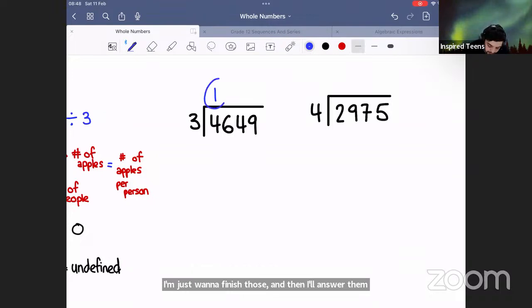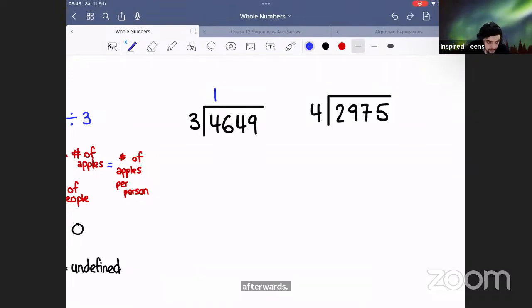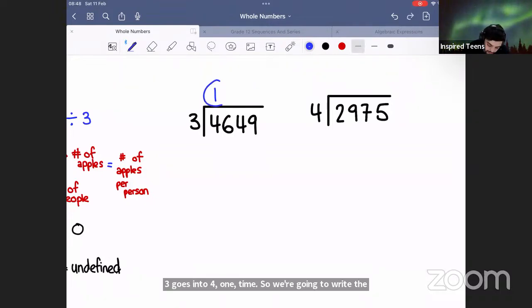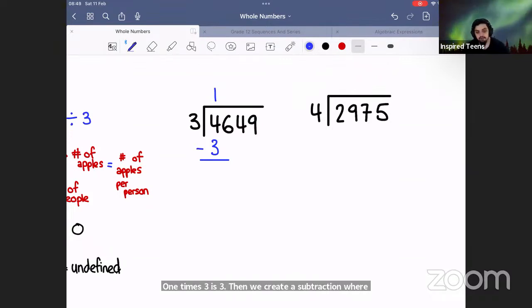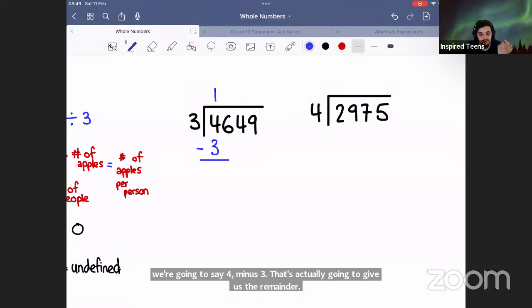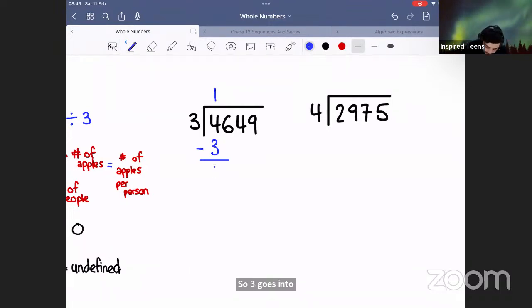3 goes into 4 one time, so we're going to write a 1 there. Then with long division, what we do is we take this 1 multiplied by the 3 and we write it beneath the 4. So 1 times 3 is 3. Then we create a subtraction where we say 4 minus 3. That's actually going to give us the remainder. So 3 goes into 4 once, and then when we say 4 minus 3, remainder 1.